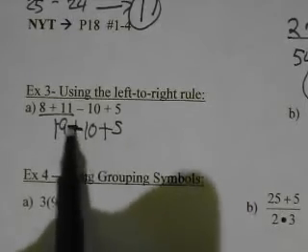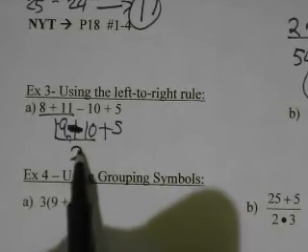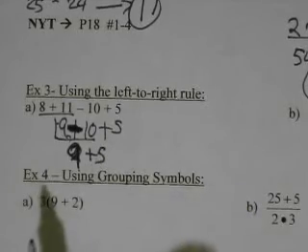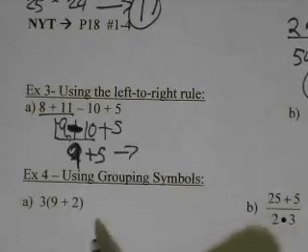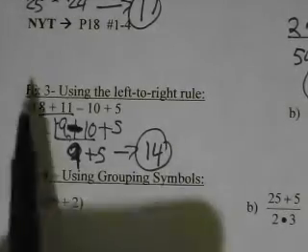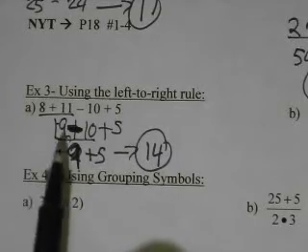Sorry, that's supposed to be subtraction. Then you do that. Oopsie, you get 9 for your answer, plus 5. And finally, 9 plus 5 gives us an answer of 14. So that's using that left to right rule. Since you only have addition and subtraction, you work from left to right.